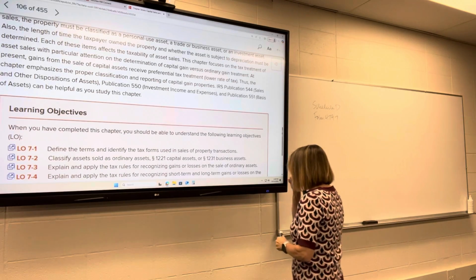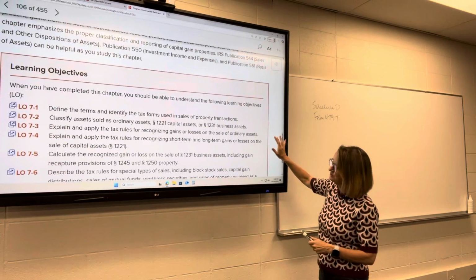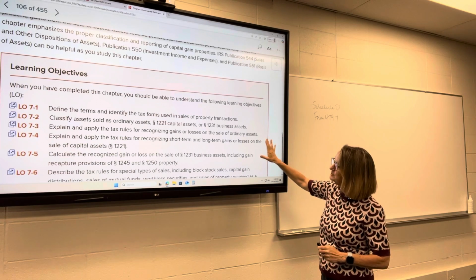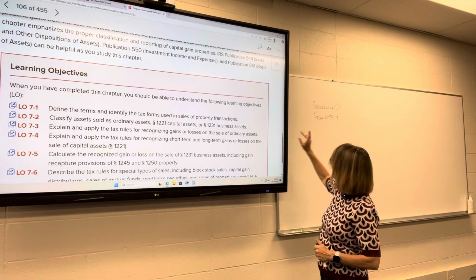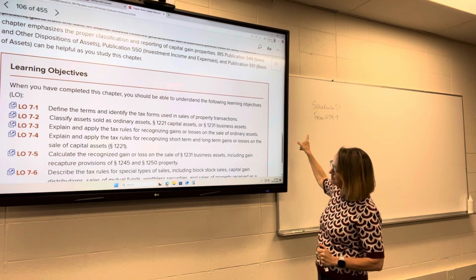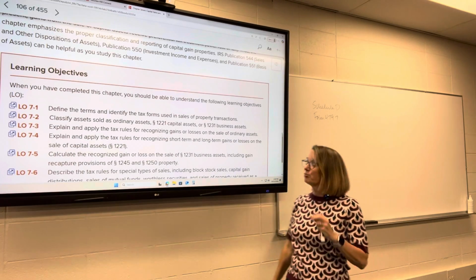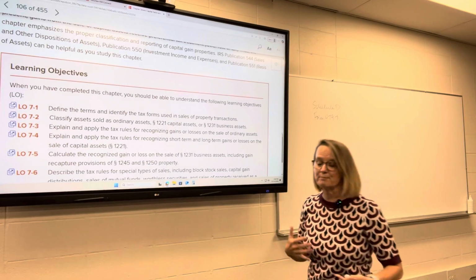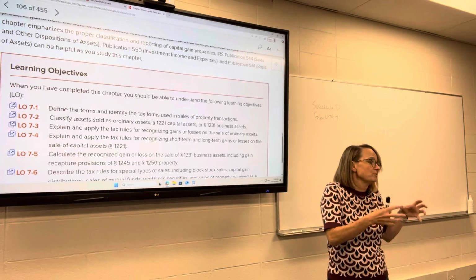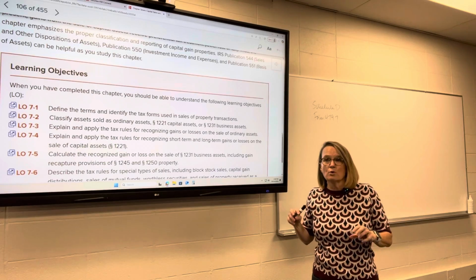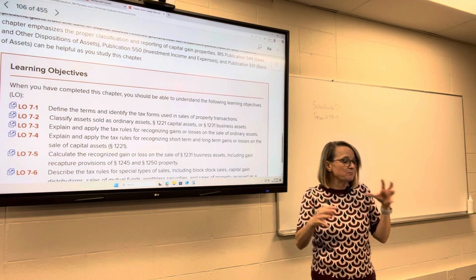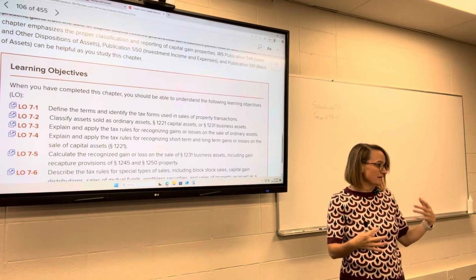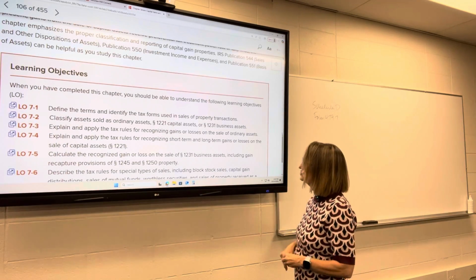So these are our learning objectives for the chapter. We're going to define some of the terms that we're going to be using and look at the tax forms that we're going to be using for sales of property transactions. So here we're talking about different types of property, and it's not just physical property, but also investment property like stocks and bonds and things like that. So some type of property that we have sold.